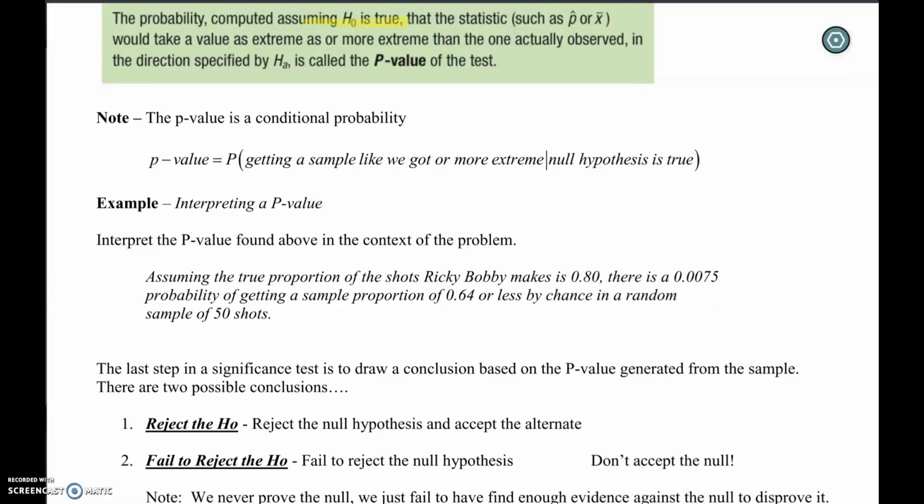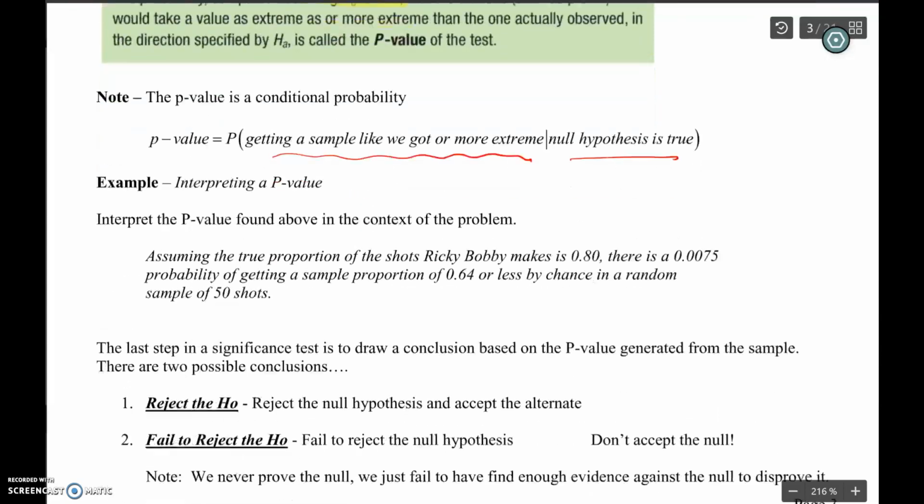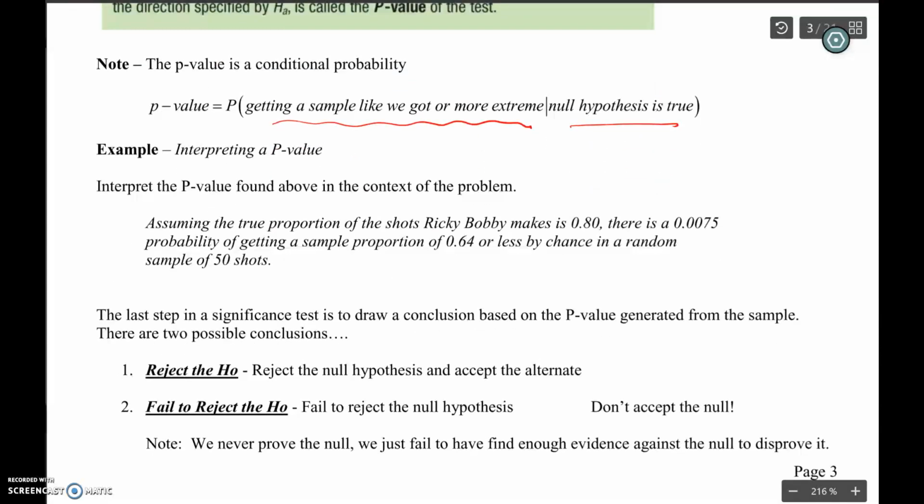All right, so continuing on in the notes here, we were talking about the p-value. Note the p-value is a conditional probability. It's the probability of getting a sample like we got or more extreme than what we got, given the null hypothesis is true. So interpret the p-value for the Ricky Bobby example.